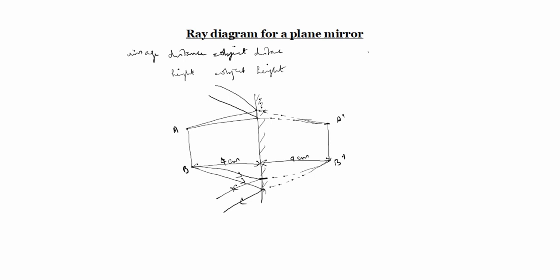What are the plane mirror properties? We already saw these two properties. Image distance is equal to object distance. Image height is equal to object height. A plane mirror image is always virtual and erect. The image is formed as far behind the mirror as the object is in front. The image is laterally inverted.